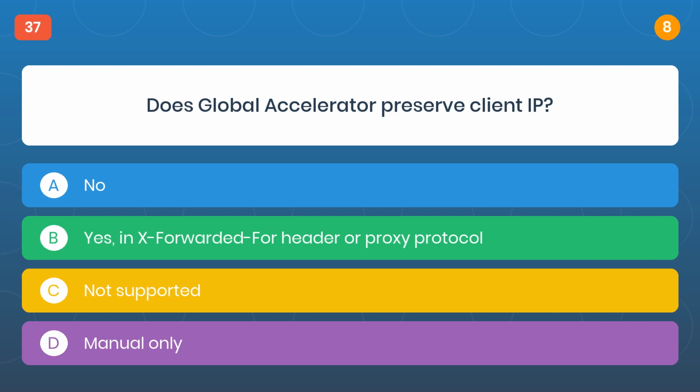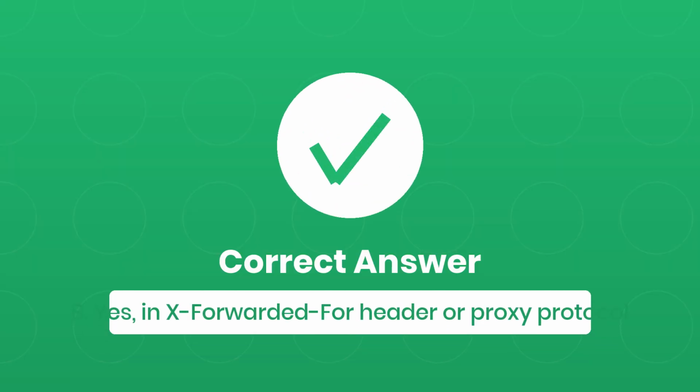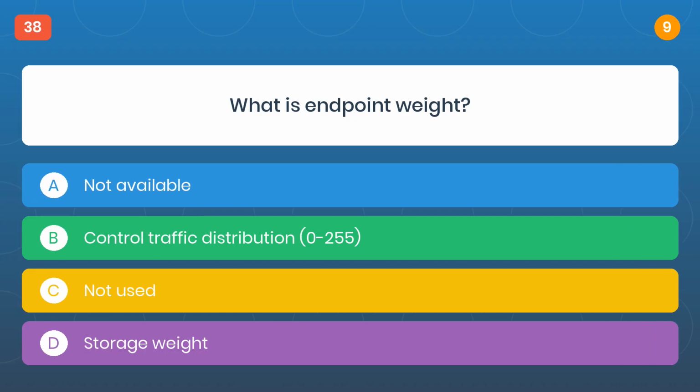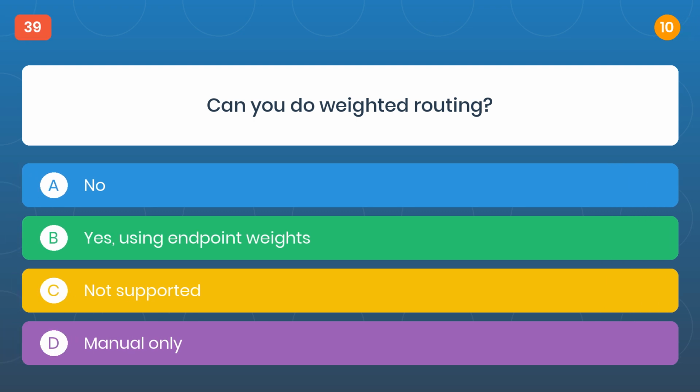Question 37. Does Global Accelerator preserve client IP? The correct answer is B, yes, in X-Forwarded-For header or proxy protocol. Question 38. What is endpoint weight? The correct answer is B, control traffic distribution, 0 to 255.